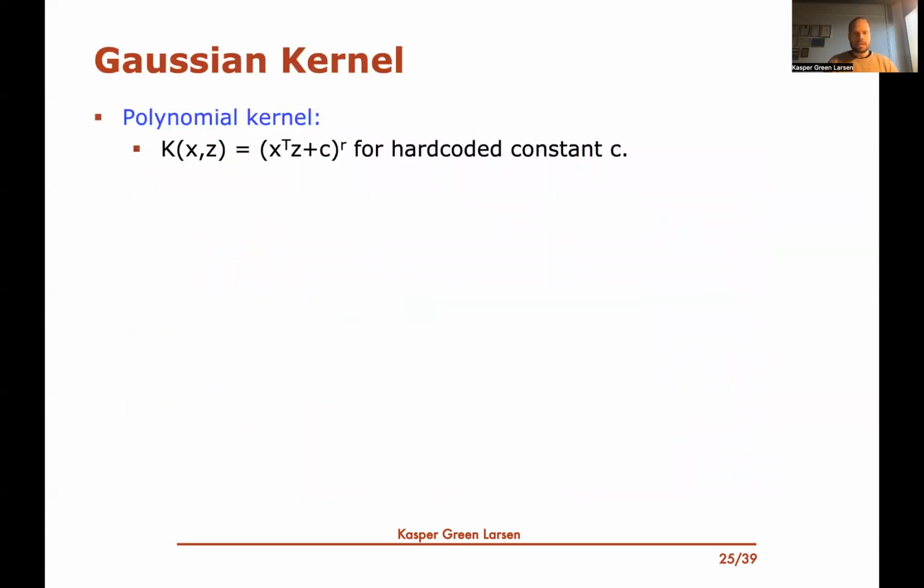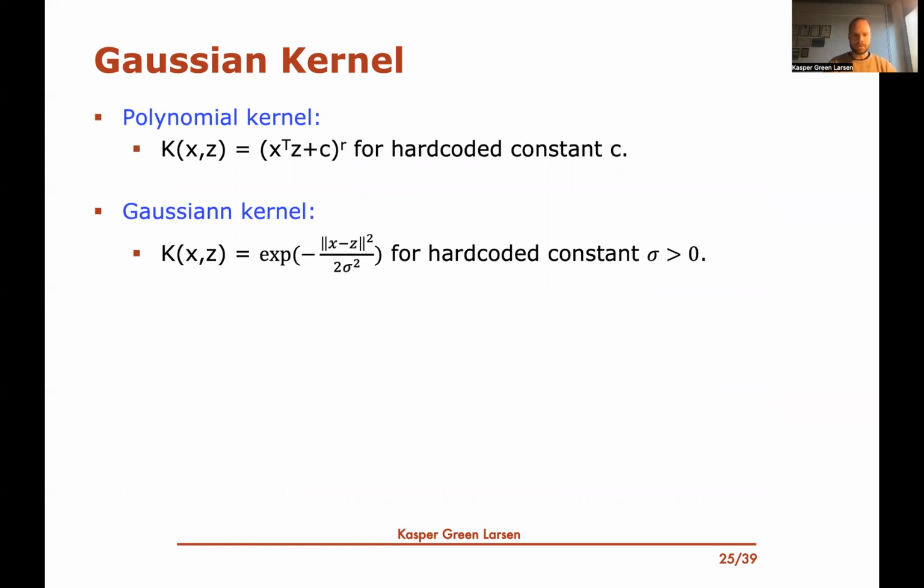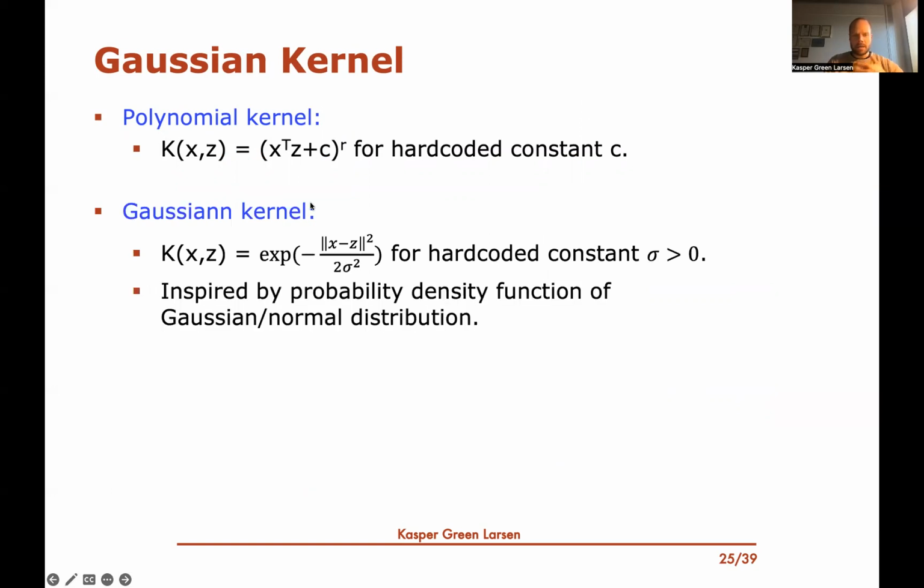Good. So let me just mention one more kernel that's very popular. Here was the polynomial kernel, and this was for a hard-coded constant. There's also one called the Gaussian kernel. The Gaussian kernel says that if I have an x and a z, then the kernel, when I evaluate it, should be the exponential function applied to minus the squared distance between the vectors x and z divided by 2 sigma squared, for some hard-coded constant sigma squared. If you know the probability density function of the Gaussian or normal distribution, you would recognize this as that probability density function. So that's where it comes from.